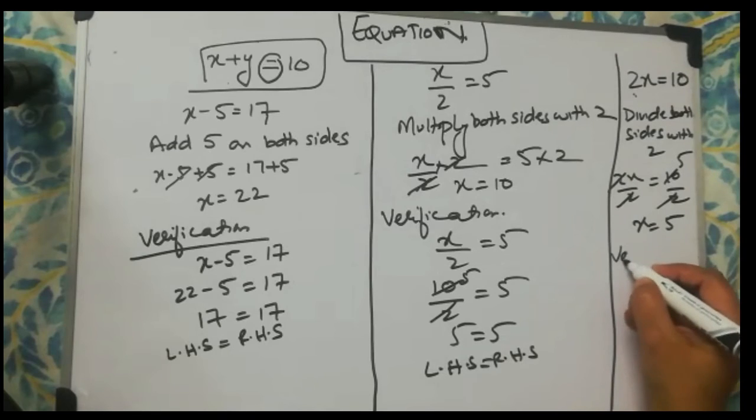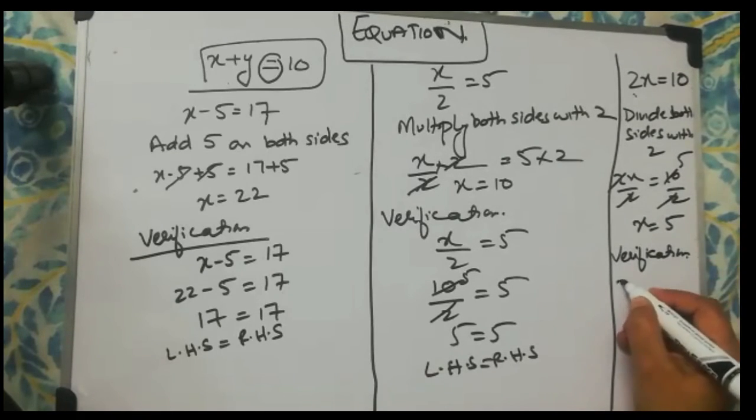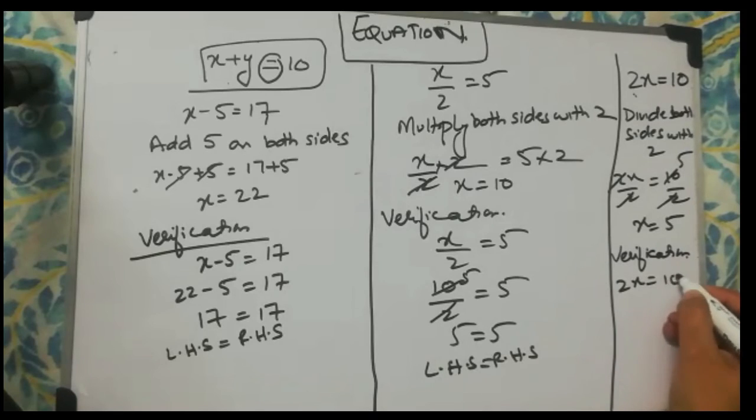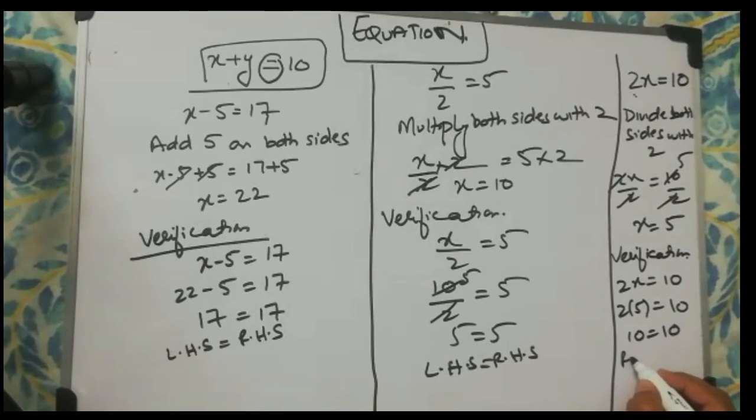So how to do the verification? We have to write down 2x is equal to 10. 2 times 5 is 10. 10 is equal to 10. And again the left hand side and right hand side are equal.